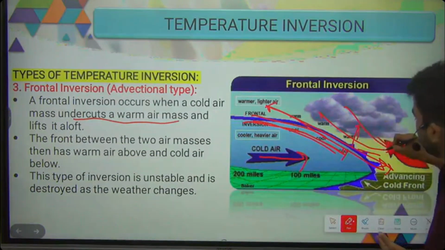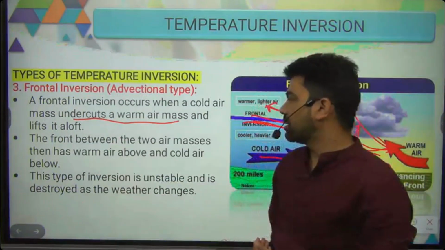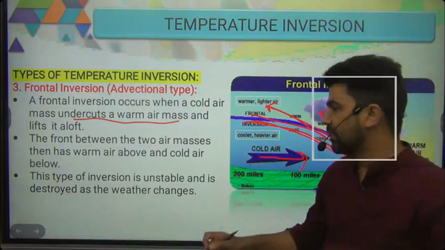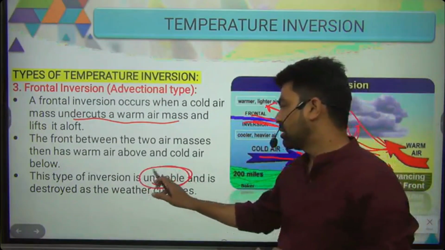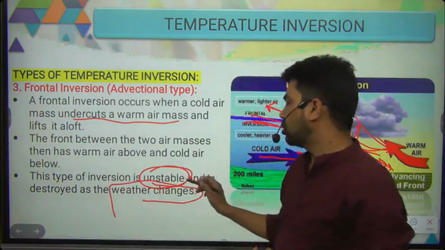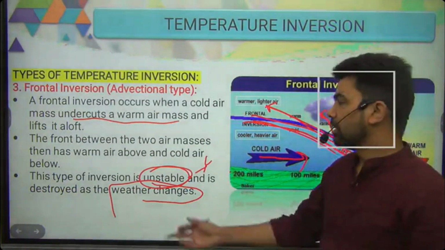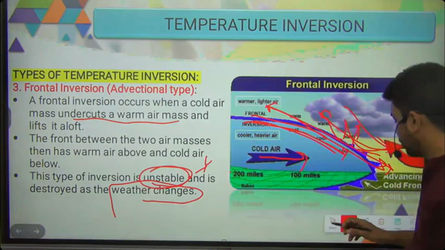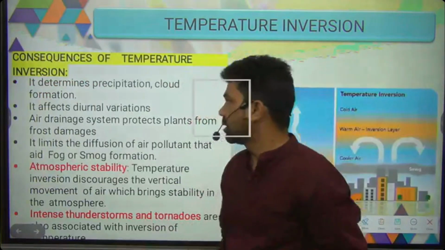It pushes this upward. The front between the two air masses then has warm air above and cold air below. See, they don't mix here. This type of inversion is unstable. This is unstable and is destroyed as the weather changes. Okay, and this kind of front also gives what we call a temperate cyclone, that happens due to this frontal inversion. Okay, so these were the three kinds of temperature inversions which we had to study.